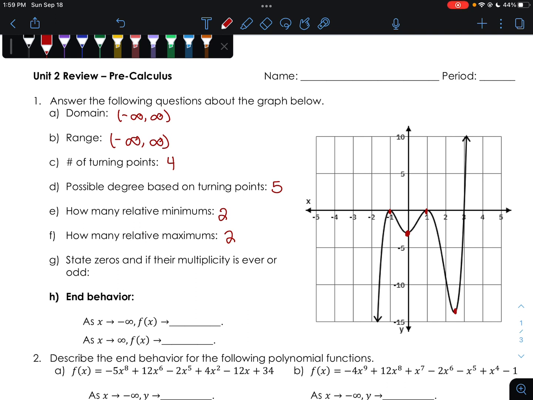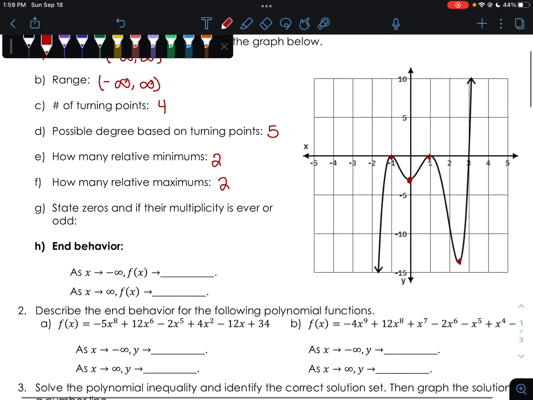State the zeros and their multiplicities, if they are even or odd. Okay, so here we go. I'm going to start with my first 0 on the left side. That is at -1. -1 would have an even multiplicity because it is bouncing off the x-axis. So x equals -1 has an even multiplicity.